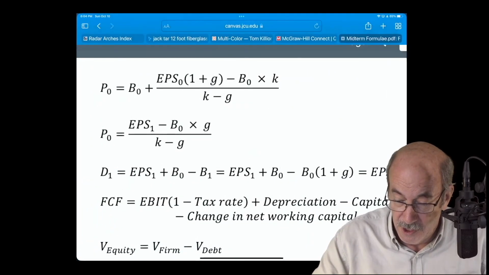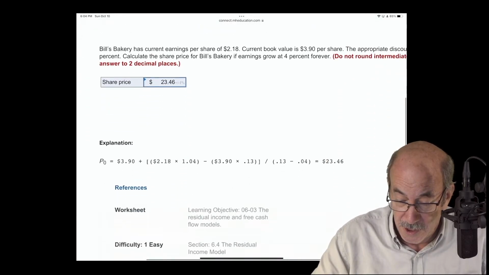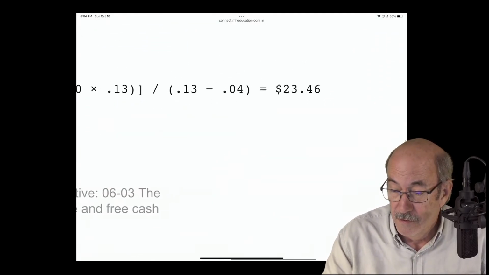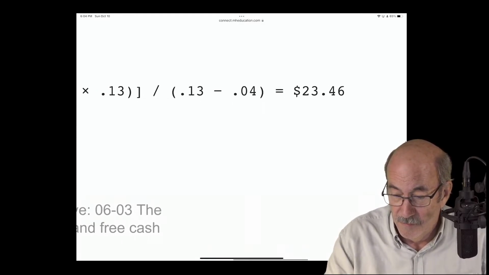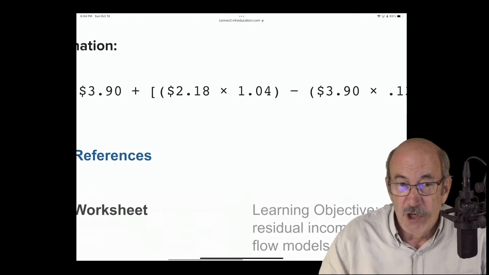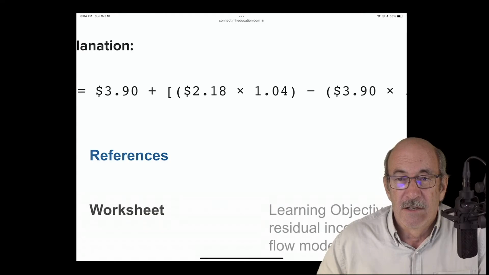So let's go over here, and hopefully they got the same thing. Yes. So 23.46. Thank you. Sure. Did that help? Did you have any particular questions that were confusing on that? No. I just kind of wanted to go through the steps and figure it out. Okay. Sure. No problem.